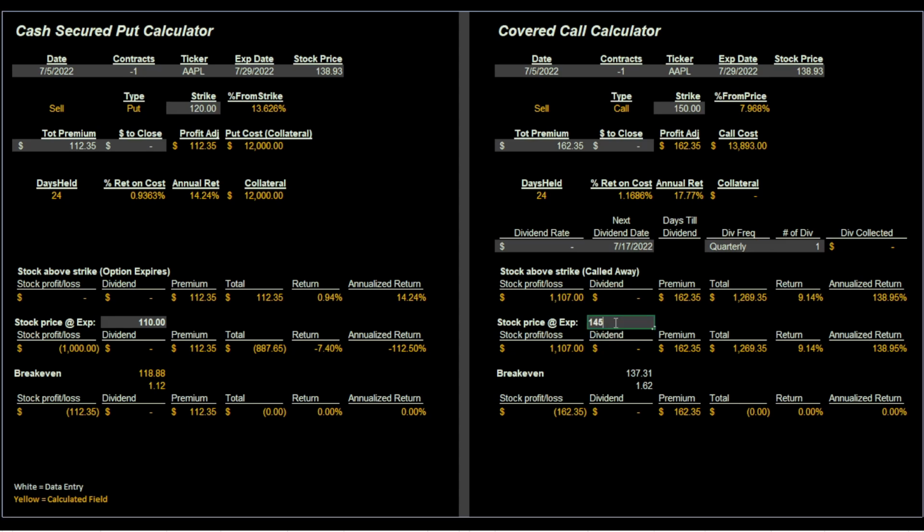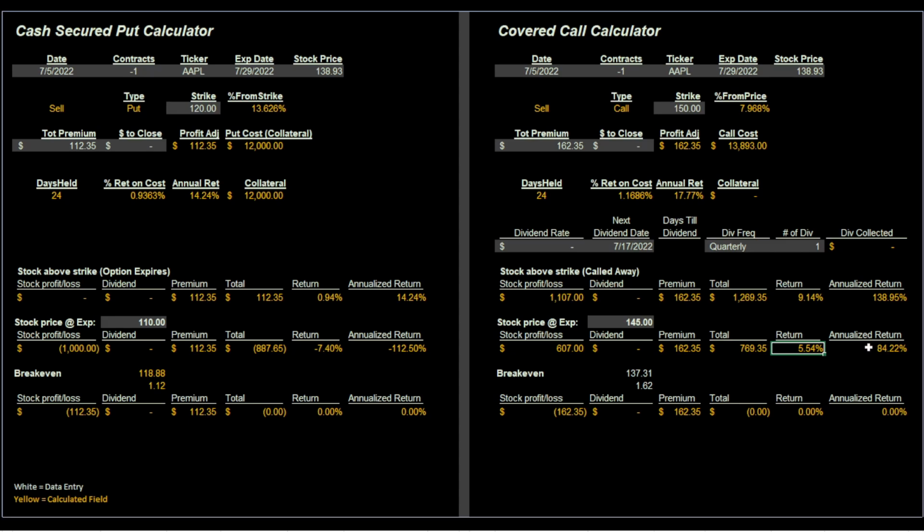But at, let's say, 145, well, you still made $607 because the stock went up in value from where it was previously. So it's kind of a snapshot, right? We got our premium that we collected, so we have our total amount, which gives us a 5.54% return from that snapshot point that we took up here. And that would give you an annualized return.